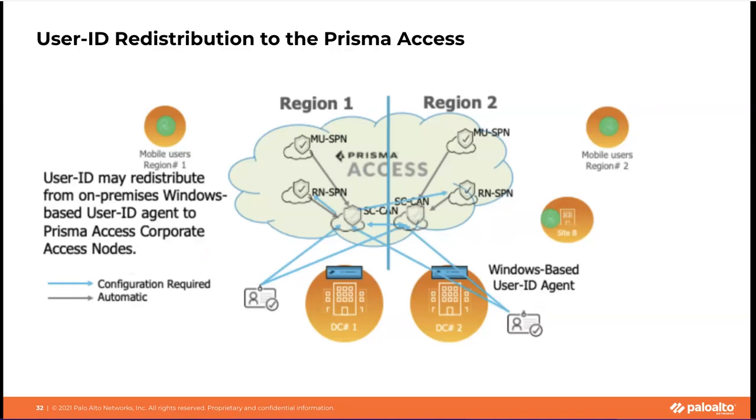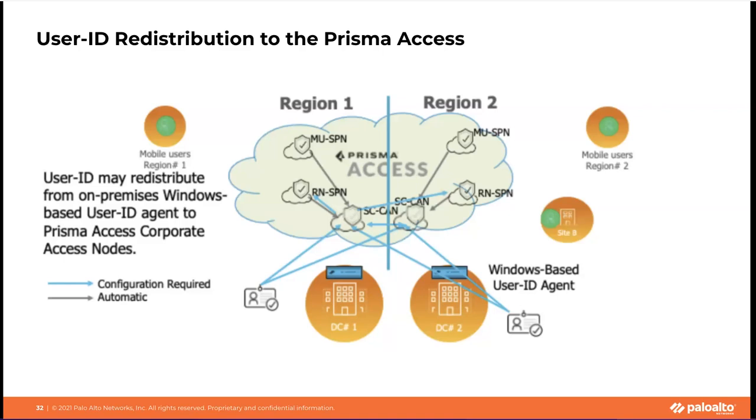In this example, the service connection template is configured to pull user ID distribution from the two Windows-based User-ID agents on-premises. Because a single template stack can control all the service connection nodes, they all will pull the information from the specified Windows-based agents. And additionally, this remote networks template is configured to pull user ID information as well.